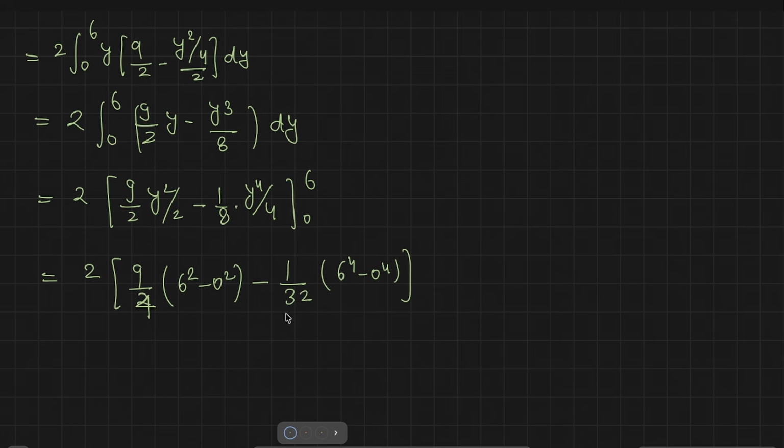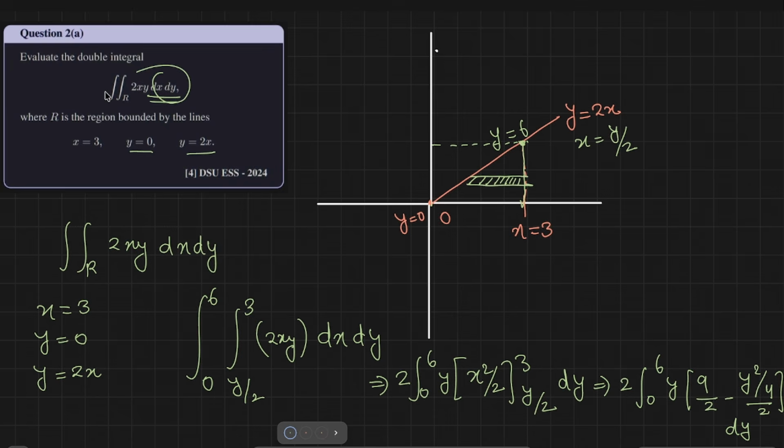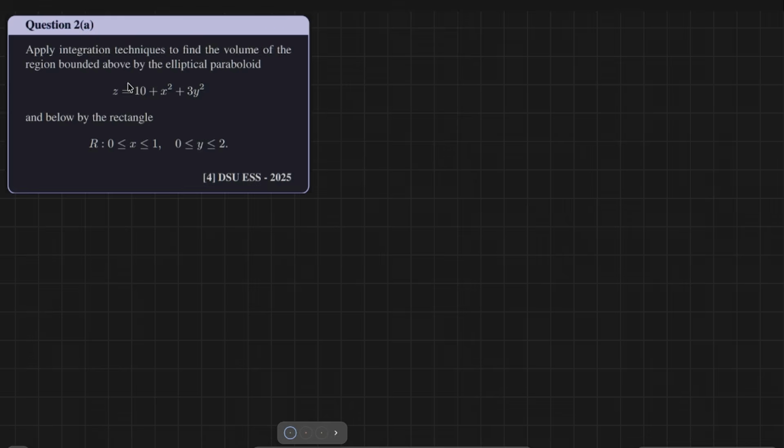When you solve this, it is 9 by 4 into 6 square minus 1 by 32 into 6 power 4, that is 36 into 36, or I can write directly, you will get 81 from this. After solving, you can check the calculation whether it is correct or not. But the thing is, whenever it is written dx dy, you have to be very careful about the order of the integral. You can't change the order of integral if it is mentioned. Now come to the next question.